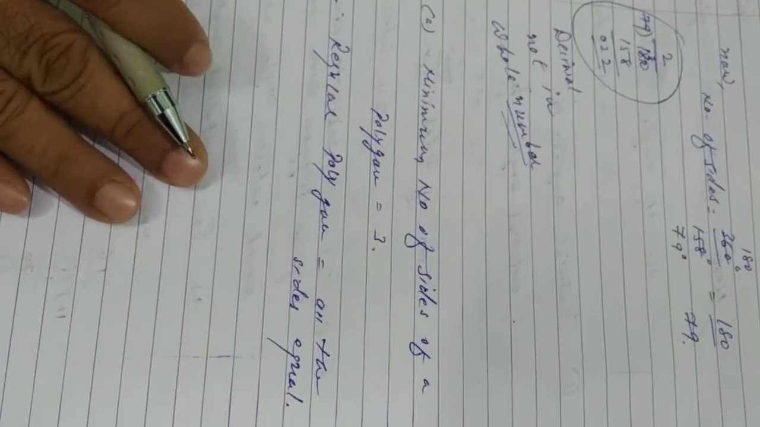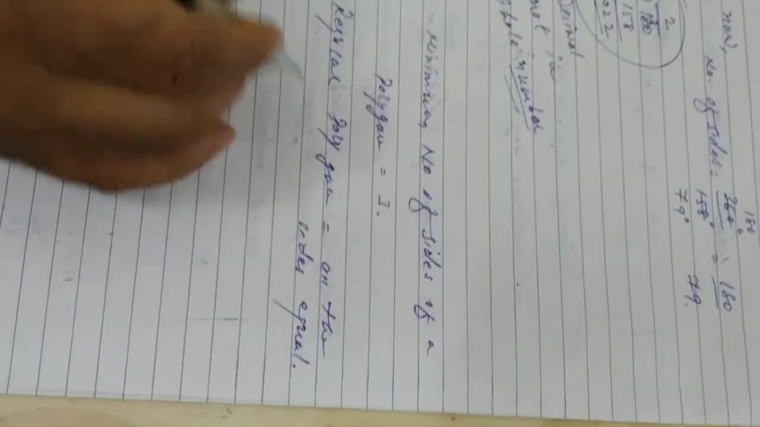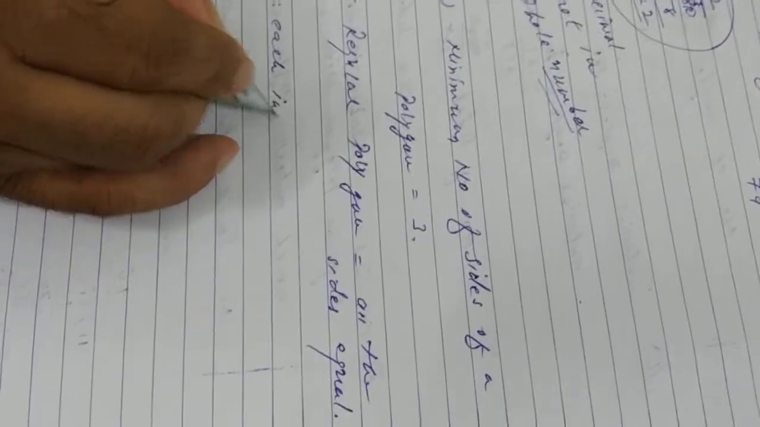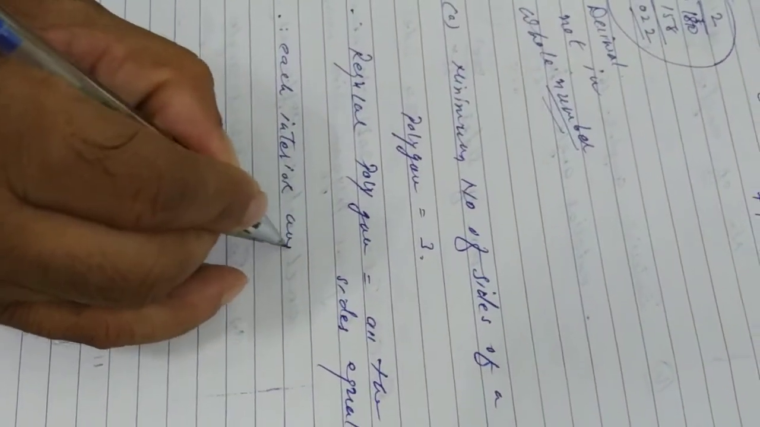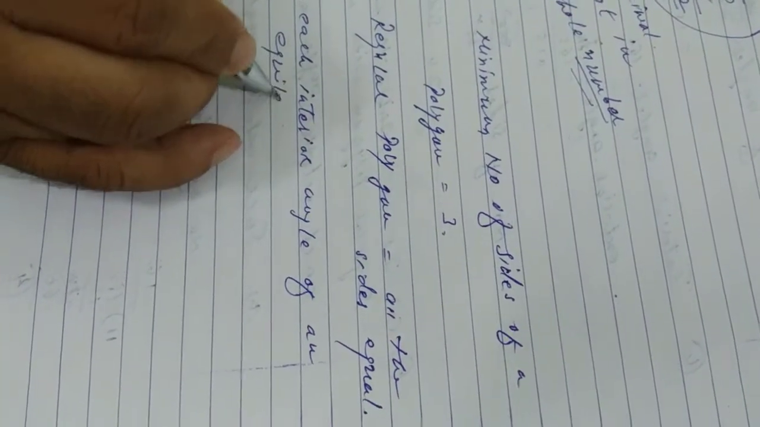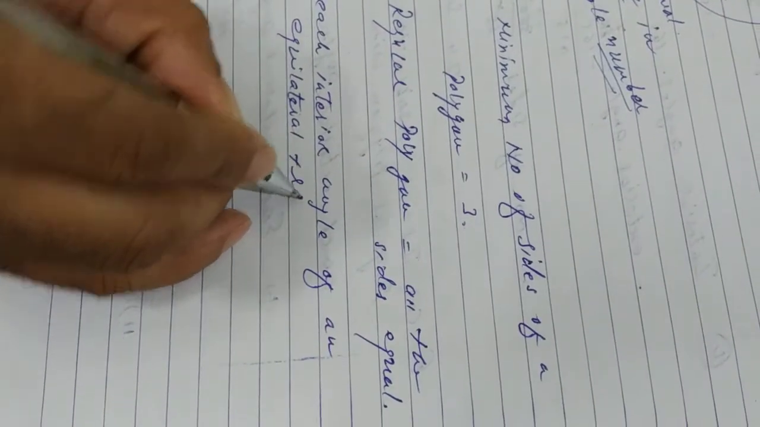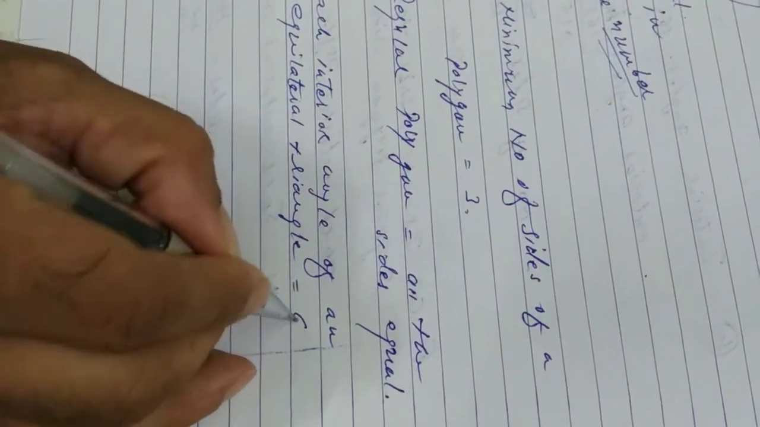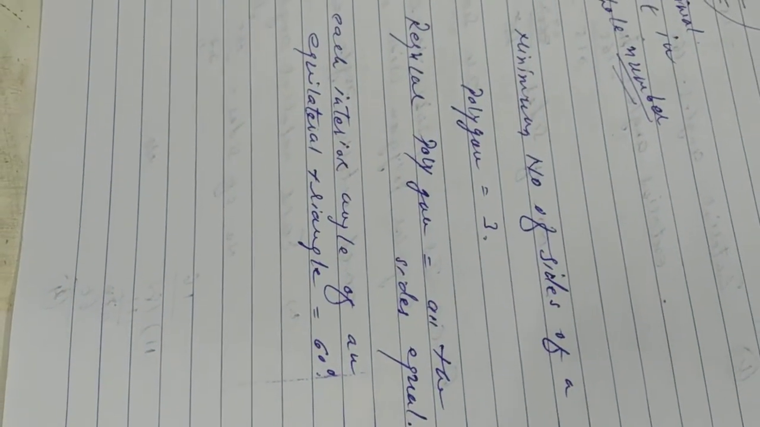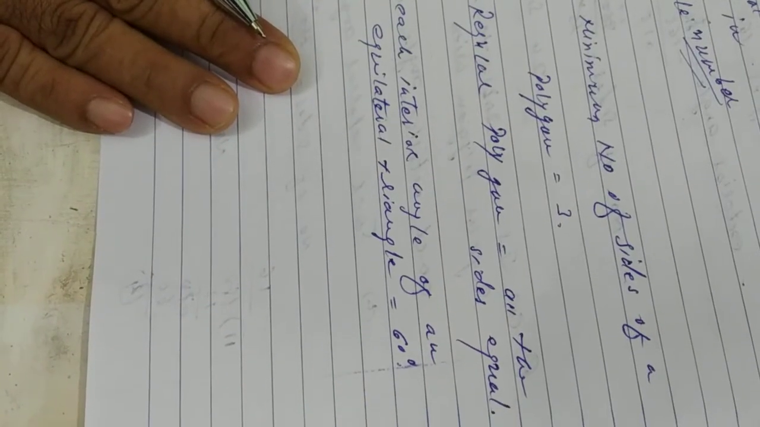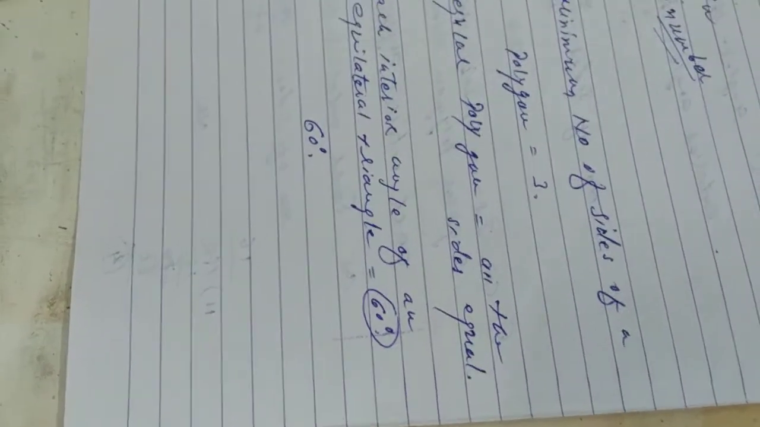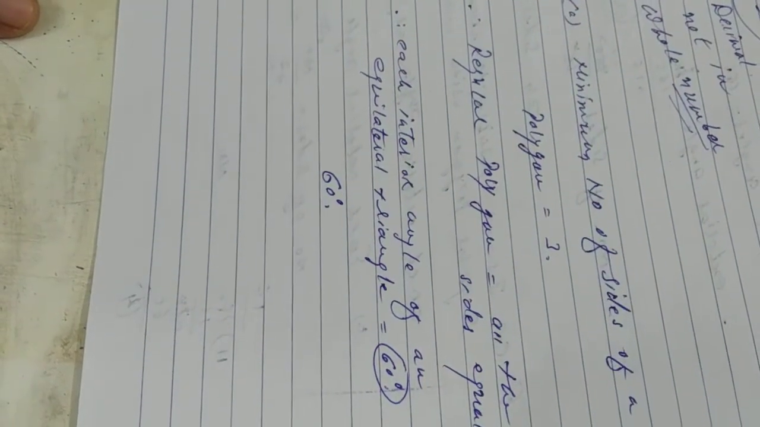So each interior angle of an equilateral triangle is how many degrees? 60 degrees. Therefore each interior angle of an equilateral triangle is equal to 60 degrees. Then and only then can we say it is an equilateral triangle. So the minimum possible interior angle of a polygon is equal to how many degrees? 60 degrees, right? Now see the second, what is the maximum?